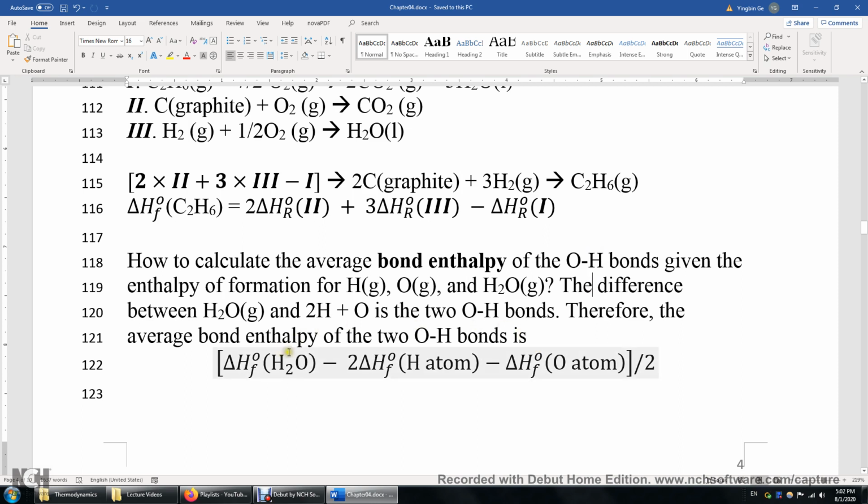Again, very simple. The difference between a water molecule and 2 separate hydrogen atoms plus 1 oxygen atom is the 2 OH bonds. So we can do this to get the enthalpy of these 2 OH bonds. And then divided by 2, we get the bond enthalpy of a single OH bond. When you do this, the number is negative. Actually, the bond energy is sometimes negative, sometimes positive. But you just need to remember, when a chemical bond is formed, energy is released, enthalpy decreases.